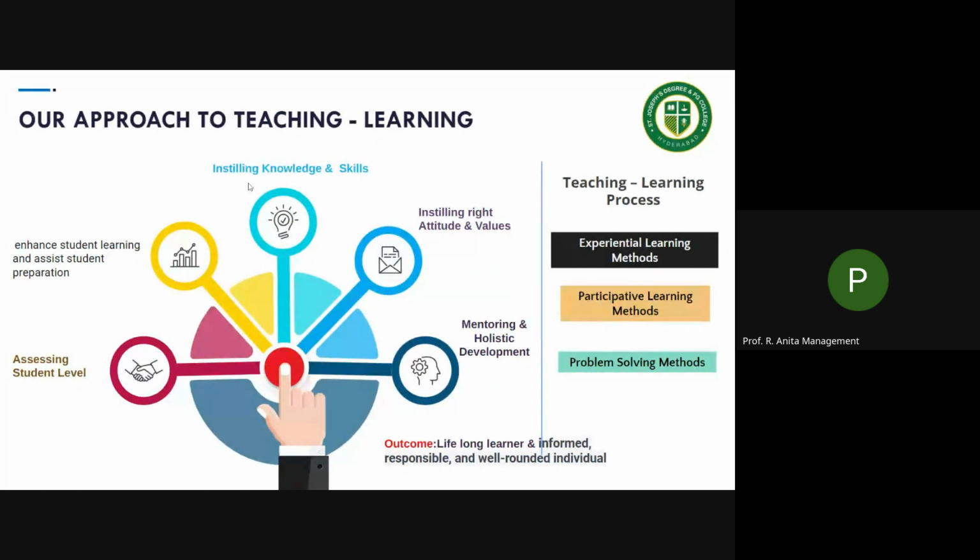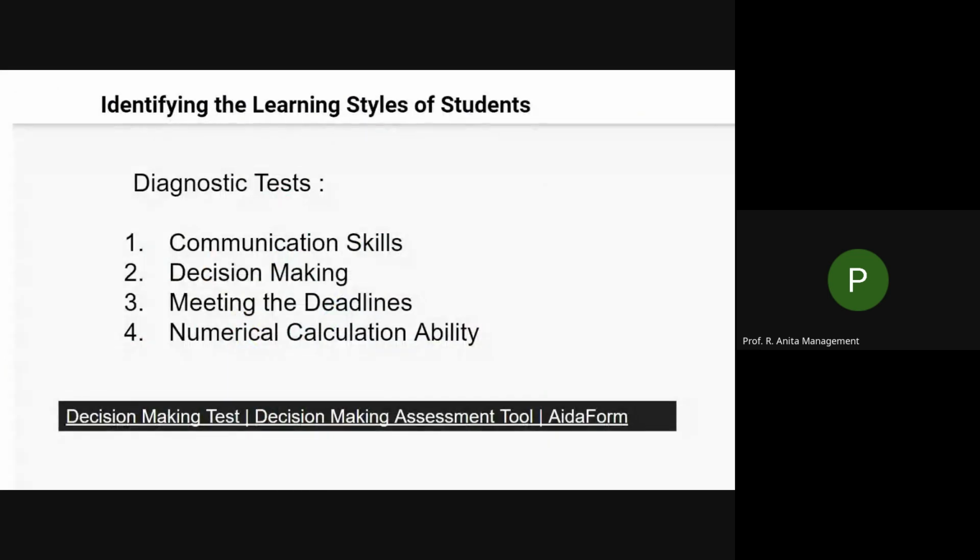And then we try to see not only just instilling the knowledge, but also how the skills are imparted, and how the right knowledge, attitude, and values are instilled in the students. And as we know, it is mandatory that we should have a mentoring system, and see that holistic development of a student happens. And finally, through our teaching learning methods, that is, through experiential learning methods, participative methods, and problem solving methods, we develop a student as a lifelong learner who is informed with everything, a responsible and well-rounded individual. This is how we approach the teaching learning methodology in our college.